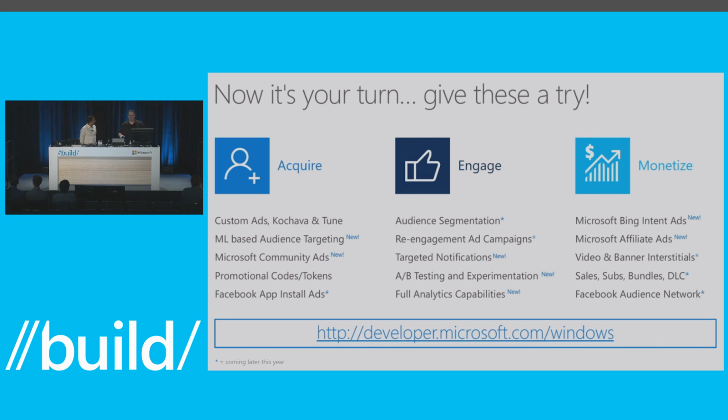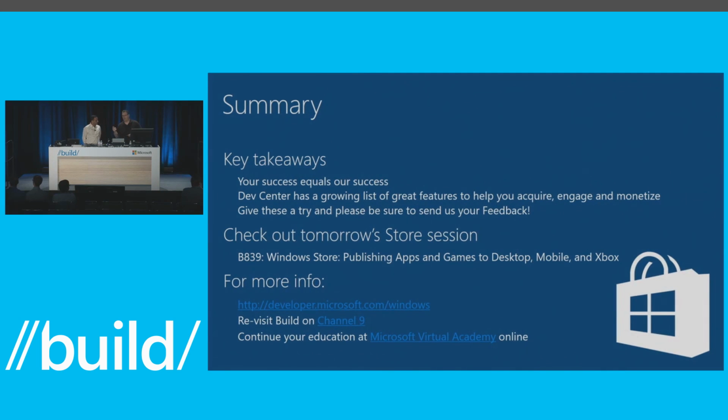So to summarize and in conclusion, the three key takeaways from this for us are, we're all in this together, and your success equals our success. We can't do it alone, and we definitely want to help you succeed. We've got a growing list of capabilities that are focused on acquiring, engaging, and monetizing users. Give them a try. Perhaps most importantly, give us feedback. You can use the feedback tool, you can call us, you can do whatever you want. Just make sure that we hear how well they're working for you and things that we can do to continue to improve.